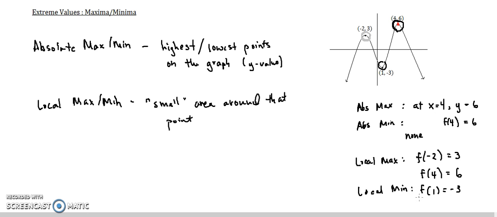Do we have any other local minimums? Do we have any other low points? No, because the graph just keeps going down forever. So local maximum and local minimum, you're looking for these high points and low points on the graph. That's what you're looking for to find those. Okay, let's look at another example.